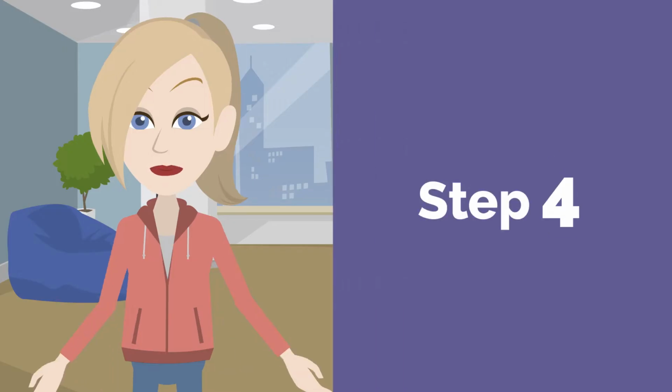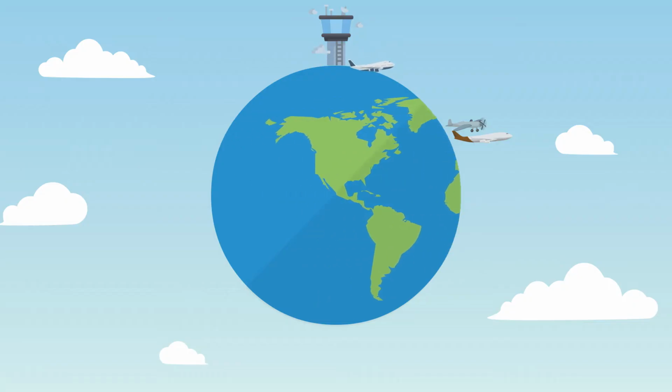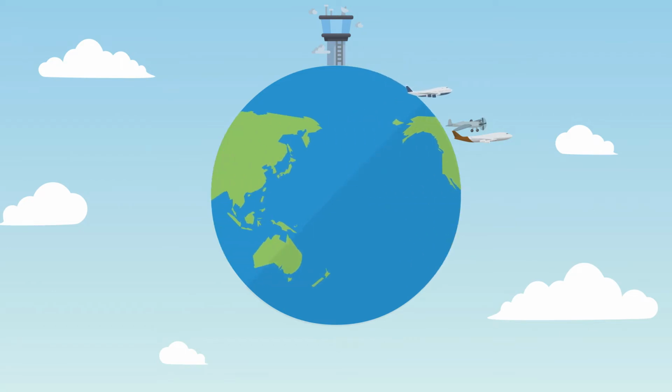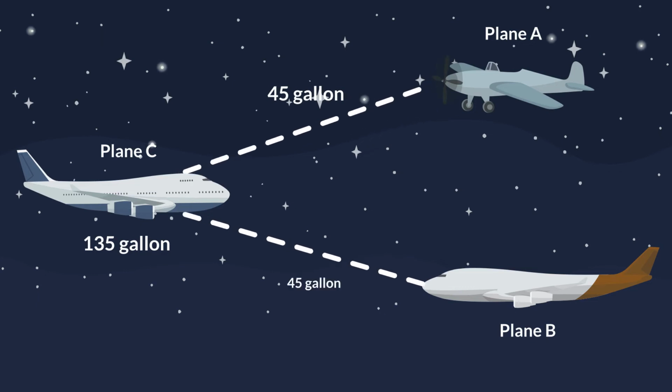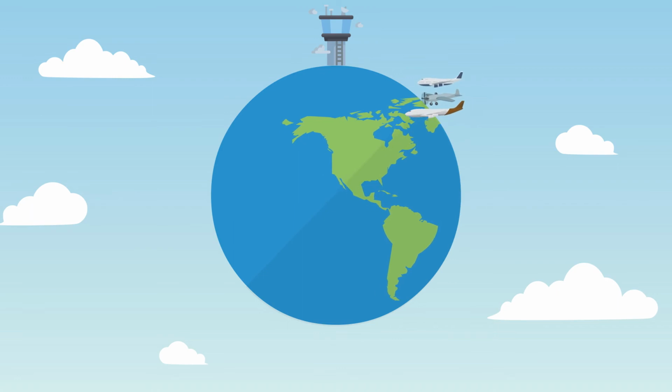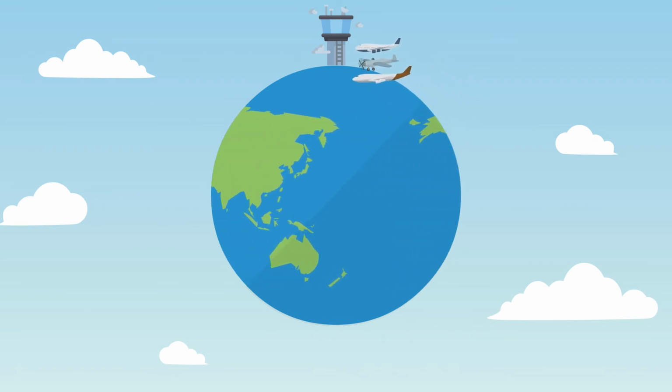Step 4. Finally, Plane B, having refueled at the airport, flies towards Plane A and C. It has 135 gallons left, and splits it among the 3 planes. They all now have 45 gallons and just enough to finish the trip.